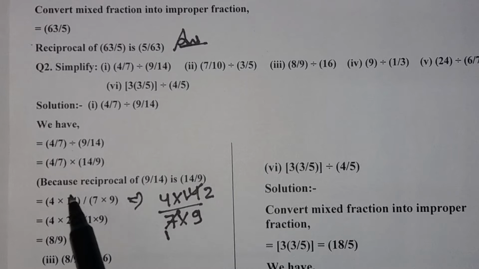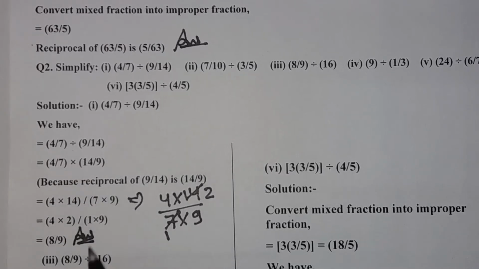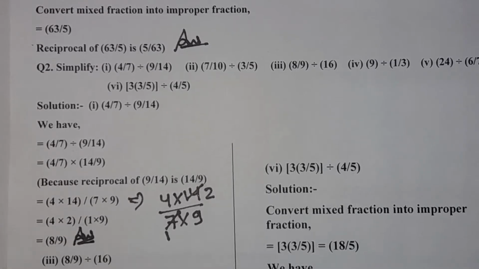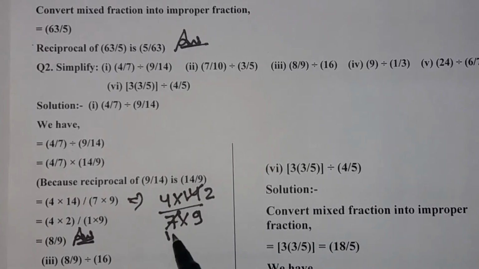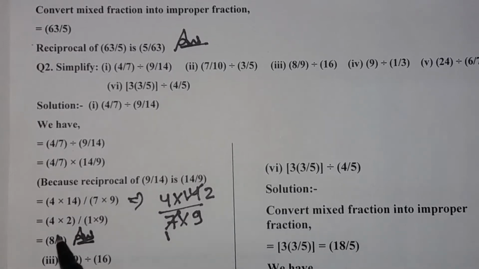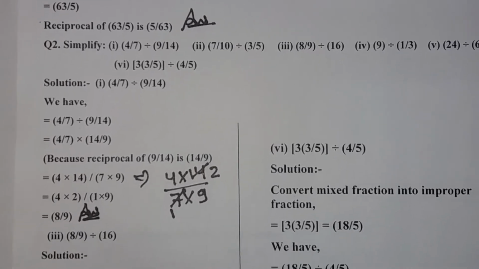After this, the numerator will multiply by the numerator and the denominator will multiply by the denominator. So here we can write 4 into 14 divided by 7 into 9. By solving it, 4 into 14 upon 7 into 9, it will cancel by 2 times. So here it will be 4 into 2 divided by 1 into 9. So 4 into 2 will be 8 and 1 into 9 will be 9. So 8 upon 9 will be the answer.